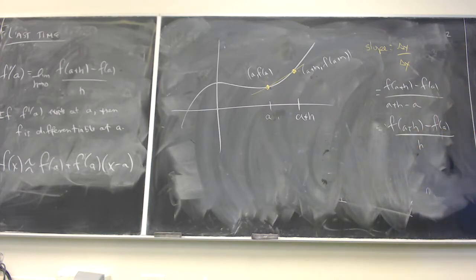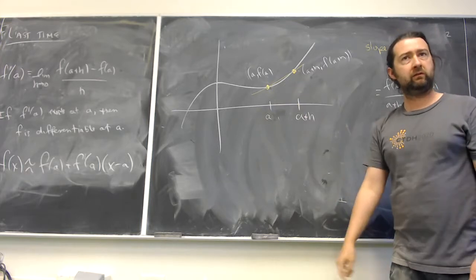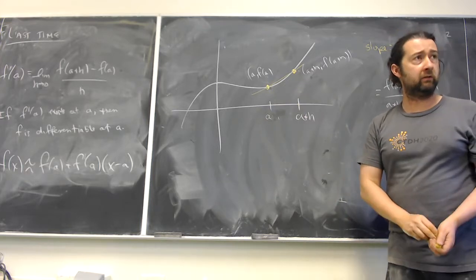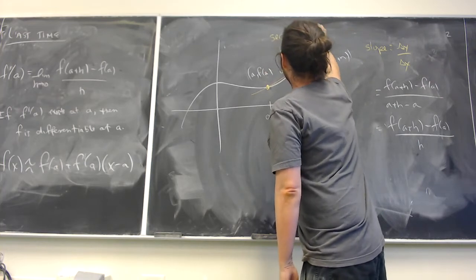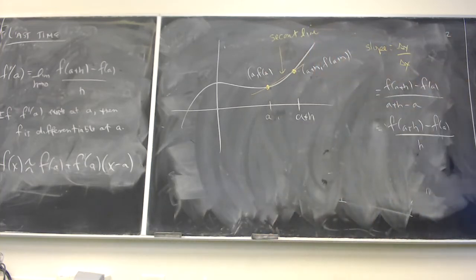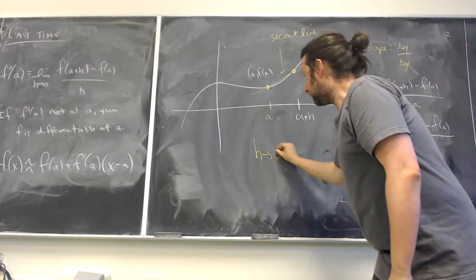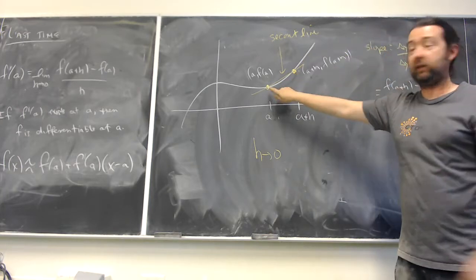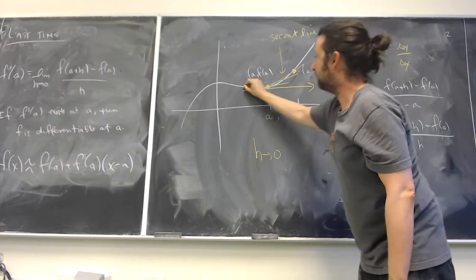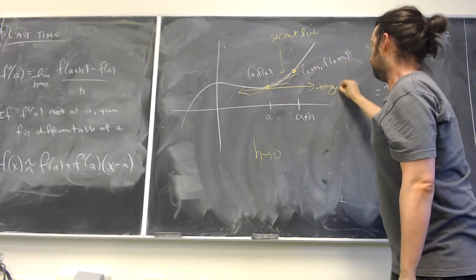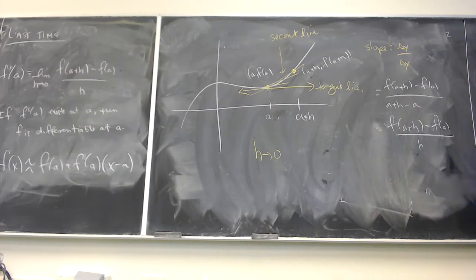Okay. Does anybody know what a line that connects 2 points like this is called? It's a secant line, right? So this is a secant line. And if you let h go to 0, the secant lines approximate the tangent line. As h goes to 0, this point slides into that one, and the secant lines also slide until in the limit you end up with the tangent line. So the secant lines give you an approximation for the tangent line. So the tangent line is the limit of the secant lines.